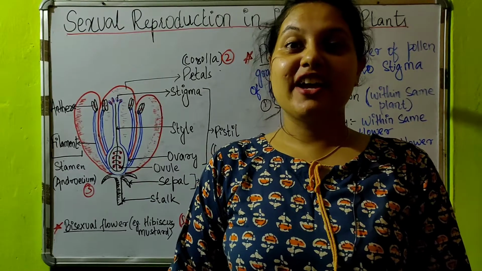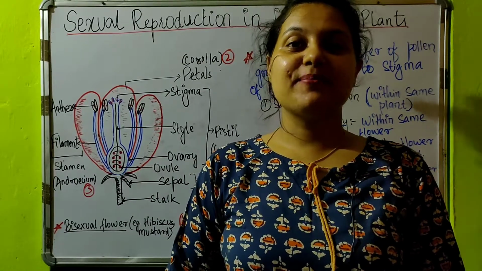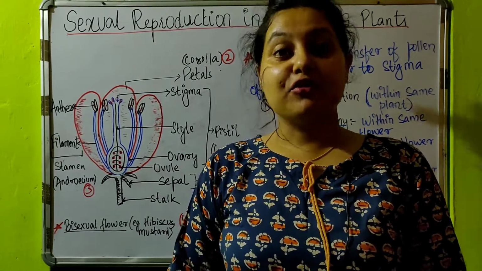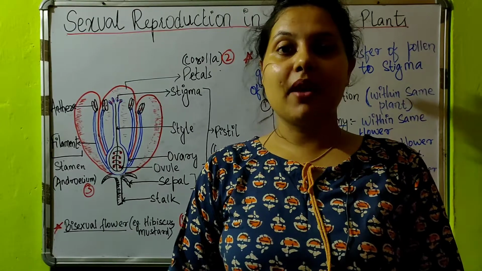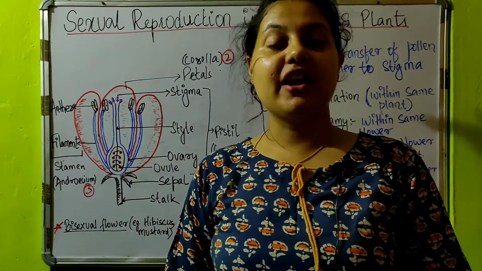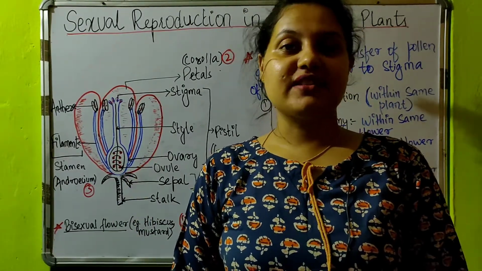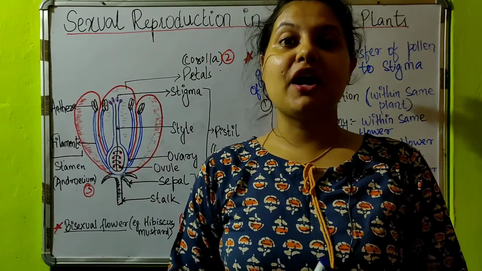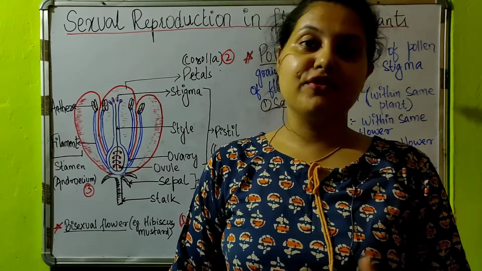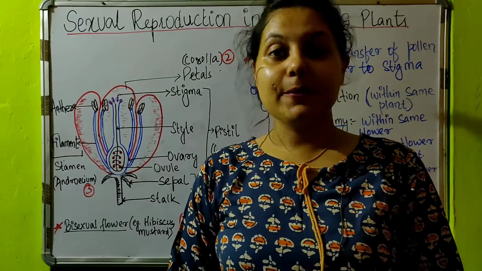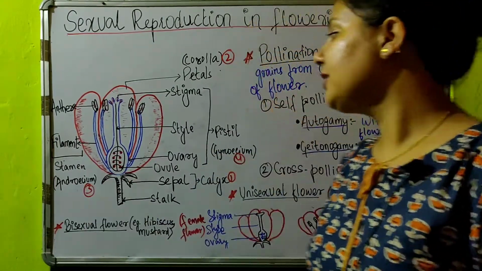Hello students, we are here with another topic, that is sexual reproduction in flowering plants, and today we will be covering the introductory part, that is the parts of the flower and what is a bisexual and unisexual flower. The next part will be covered in the next video, where you will be studying fertilization. So let's begin the topic.